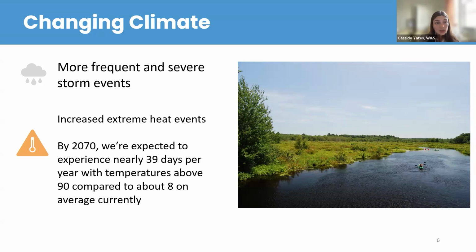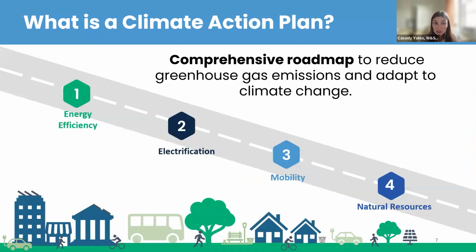Extreme heat is another one of those changing climate impacts that we're also feeling, especially today. Typically, on average, we have about 8 days above 90 degrees Fahrenheit per year, but by 2070, that's expected to increase to nearly 40 days per year. So our summers are going to get much hotter. And to prevent further impacts and worsening climate change, we need to take steps to reduce greenhouse gas emissions.